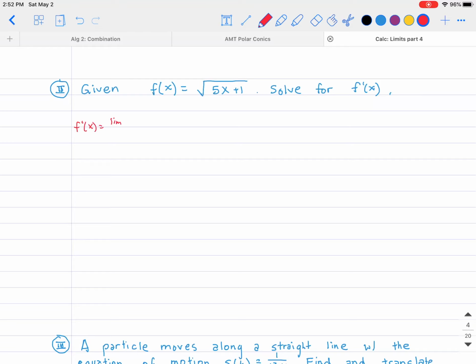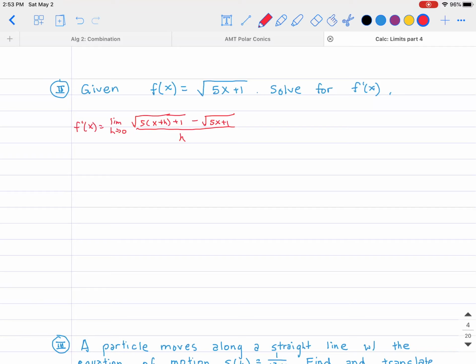F prime of x is equal to the limit as h approaches 0 of f of x plus h, so that's the square root of 5 times x plus h, plus 1, minus the square root of 5x plus 1, all divided by h. So note that I kind of skipped that first step of writing the formal definition out so I can just do a direct substitution. Save a little bit of time if you can.